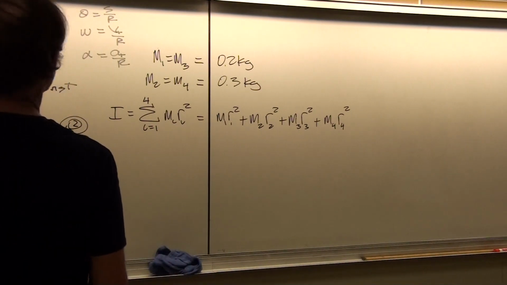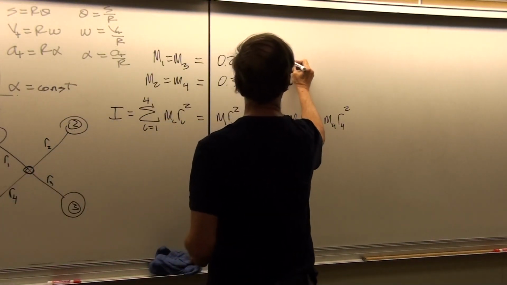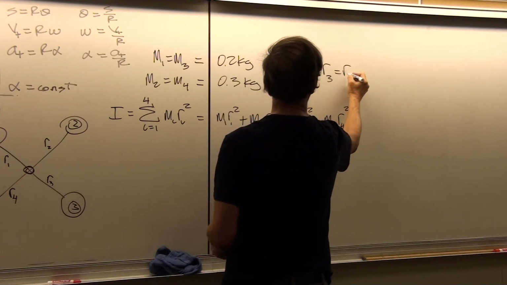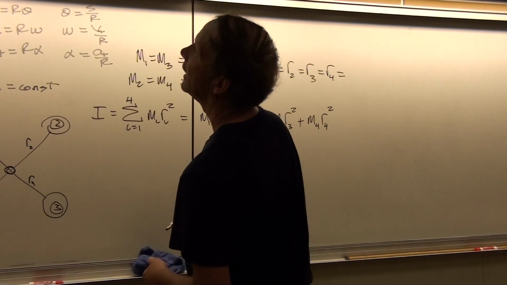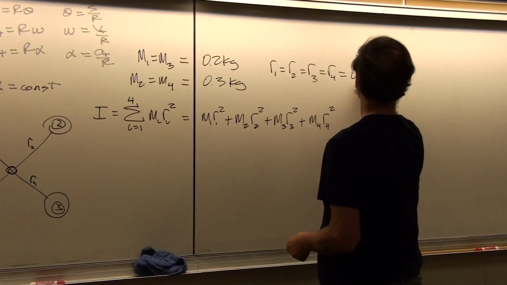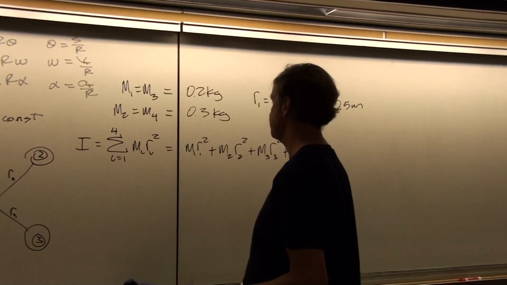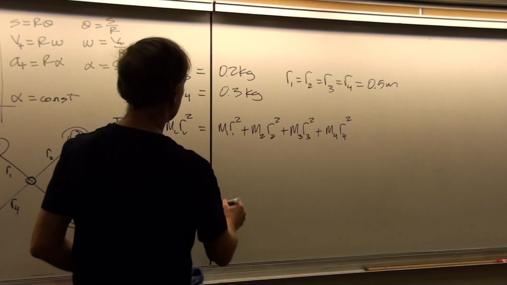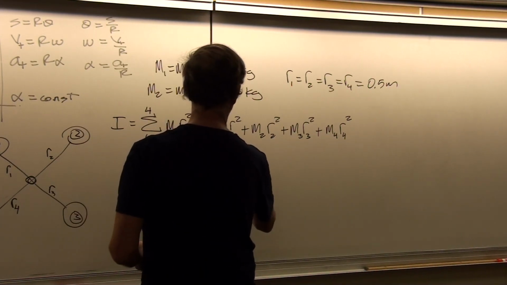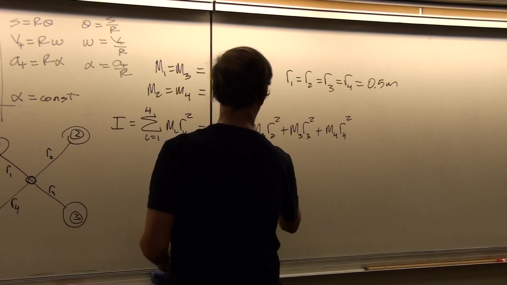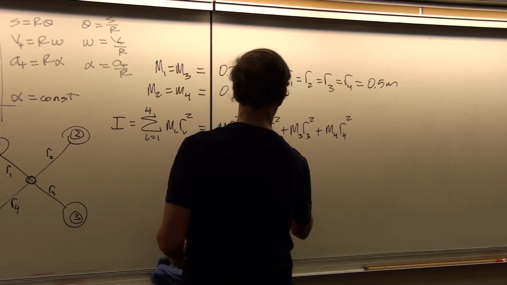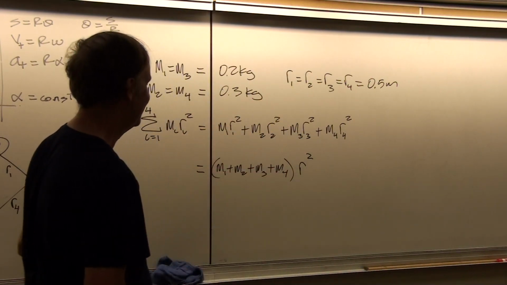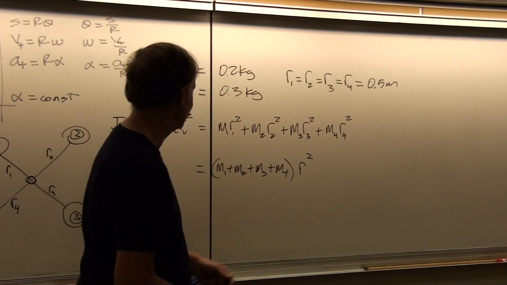And all of these struts have the same distance, so R1 equals R2 equals R3 equals R4 equals 0.5 meters. So now we can plug in, and I'll combine together like terms. So we have M1 plus M2 plus M3 plus M4 times some generic R squared, because they're all the same. Okay, so it's a common factor all the way through.